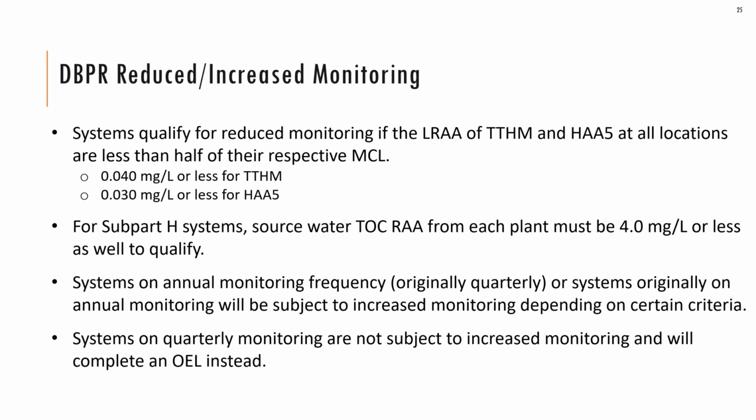These systems should be collecting TOC samples monthly, so it'll be the average of the 12 consecutive months of data. And to remain on reduced monitoring, for quarterly systems, each LRA must be below half the MCL. Systems on annual or triennial frequency will require each sample to be below 3/4 of the MCL. Subpart H systems will also need to maintain a TOC RA of 4.0 milligrams per liter or less.